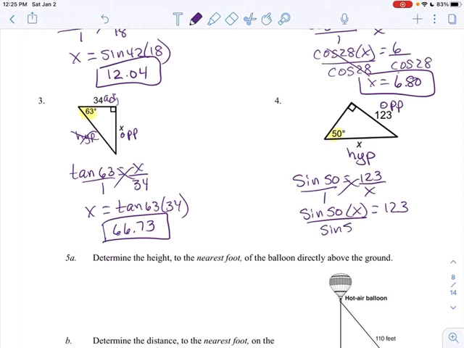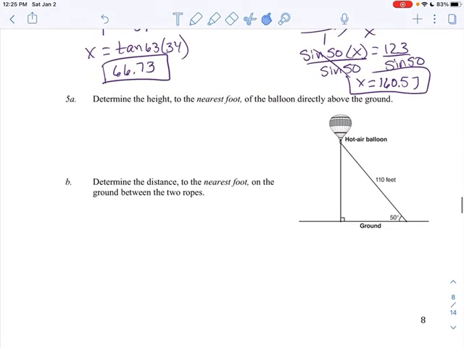So this is the one that's going to take an extra step. I have to divide by sine of 50. So in your calculator, you're going to do 123 divided by sine of 50. And you're going to get, make sure you round it to the nearest hundredth, 160.57. Okay, and then we got one more problem left.